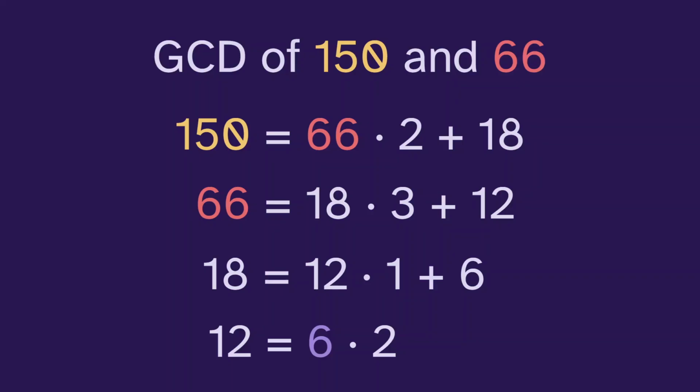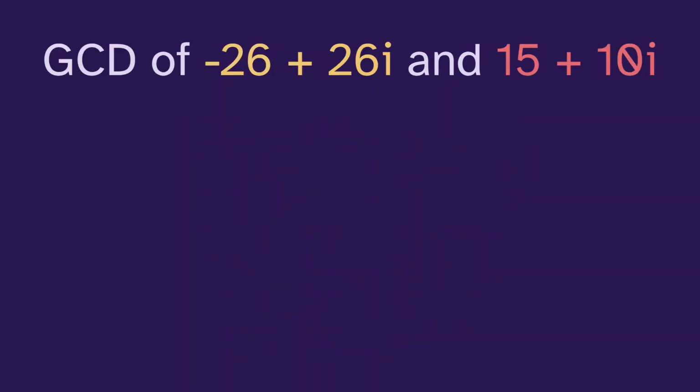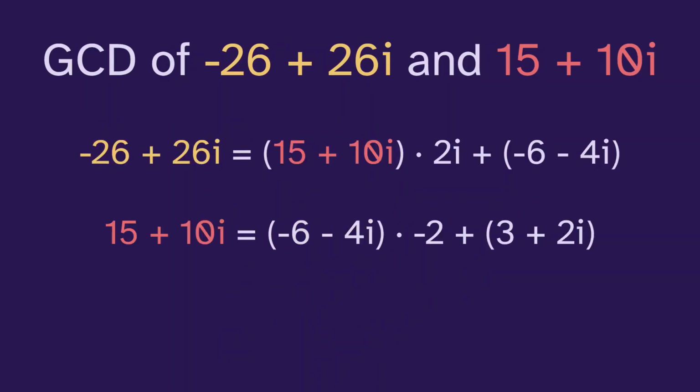Now in the Euclidean algorithm, at each step we take the divisor and it becomes the dividend of the next step. And then the remainder becomes the divisor of the next step. And we can use this not just with the natural numbers, but also with the Gaussian integers. So if we want to find the greatest common divisor of negative 26 plus 26i and 15 plus 10i, we can repeat the same process.